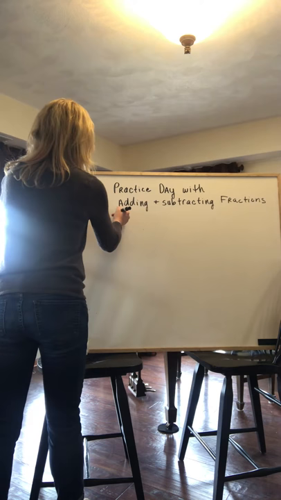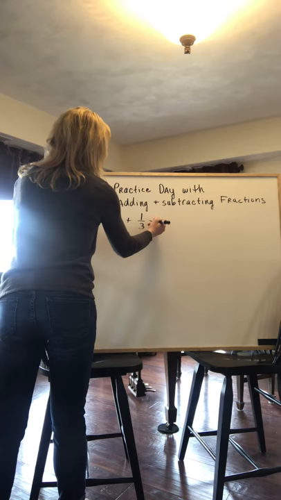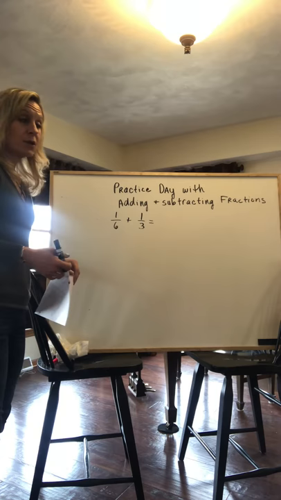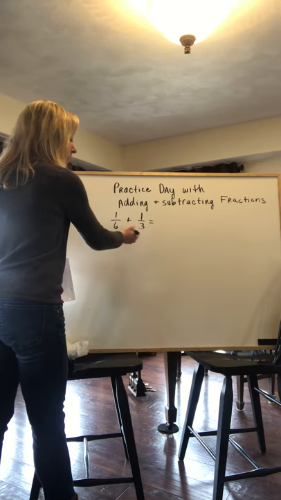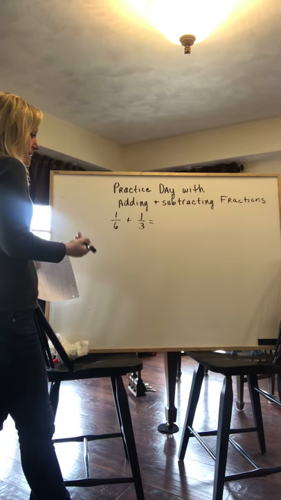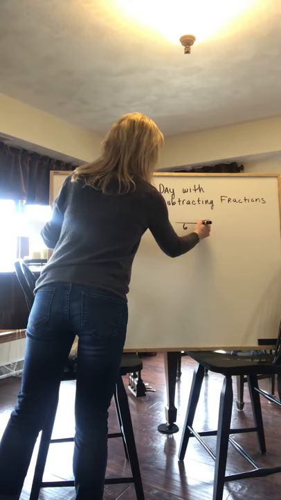So just to review some things that we already know, we have 1/6 plus 1/3. We know that we look for the common denominator. And when we look for the common denominator, we look for the lowest number that both of our bottom numbers, our denominators, will divide into. So in this case, it's 6 because 6 divides into 6 one time, and 3 divides into 6 two times.